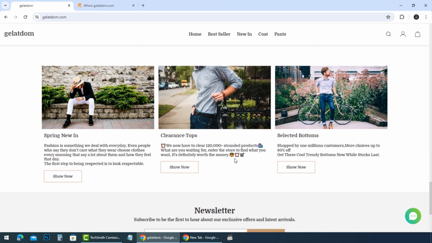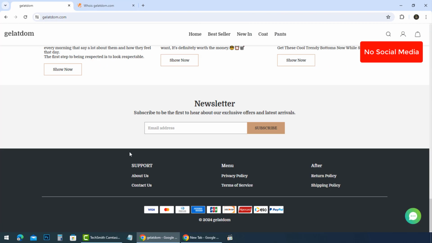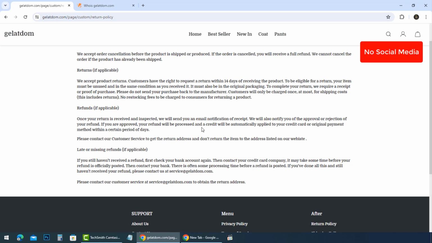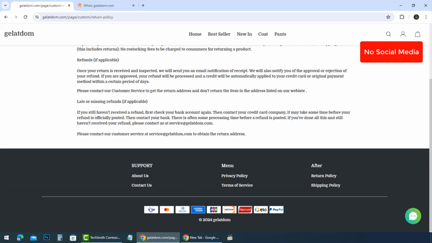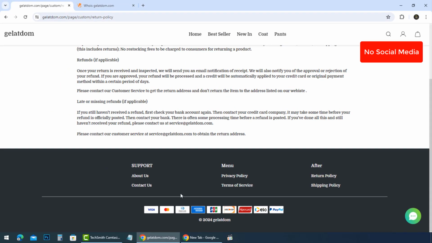There are no social media icons to promote the products and see customer reviews. They have a strict return and refund policy. It's a copy, as many fake stores do. There are some payment methods shown here.